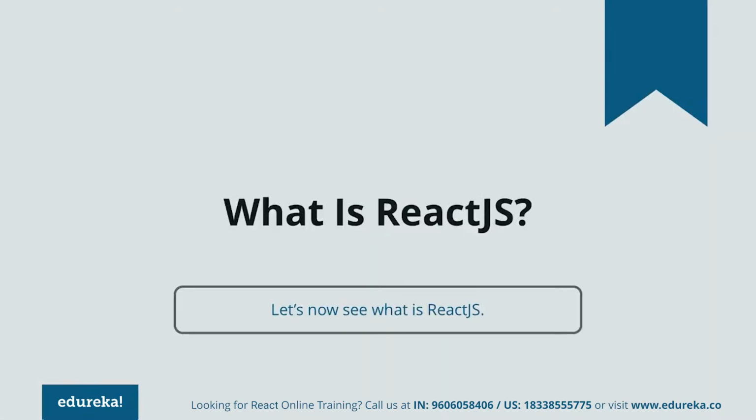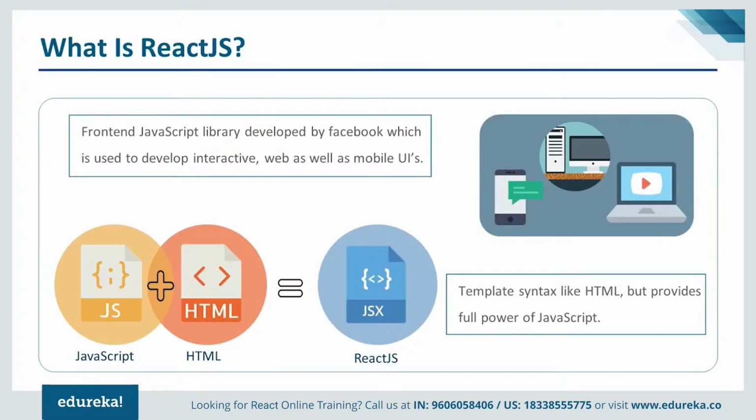So what is ReactJS? ReactJS is basically a front-end JavaScript library which was developed by Facebook. And it was basically used to develop interactive as well as mobile-based applications. It follows more of a template-based structure, which in general is a combination of JavaScript and HTML, which helps it define the overall layout of the HTML and also provide the JavaScript-based operations as well, which gives it a lot of power.